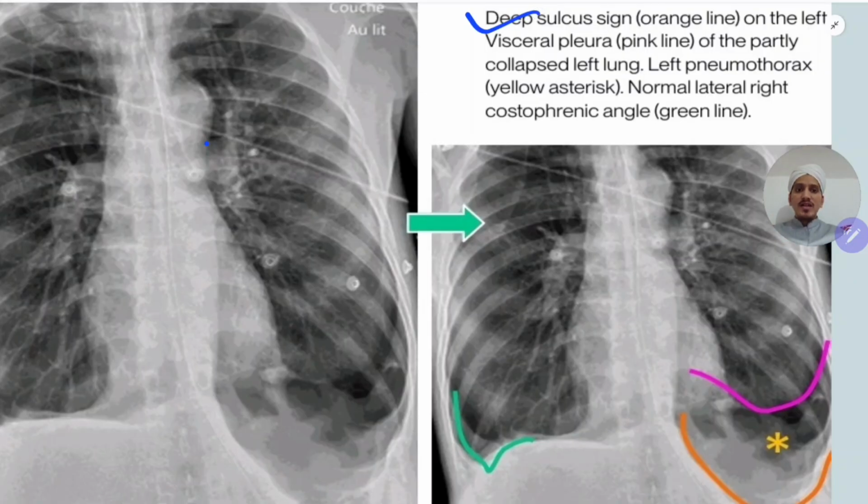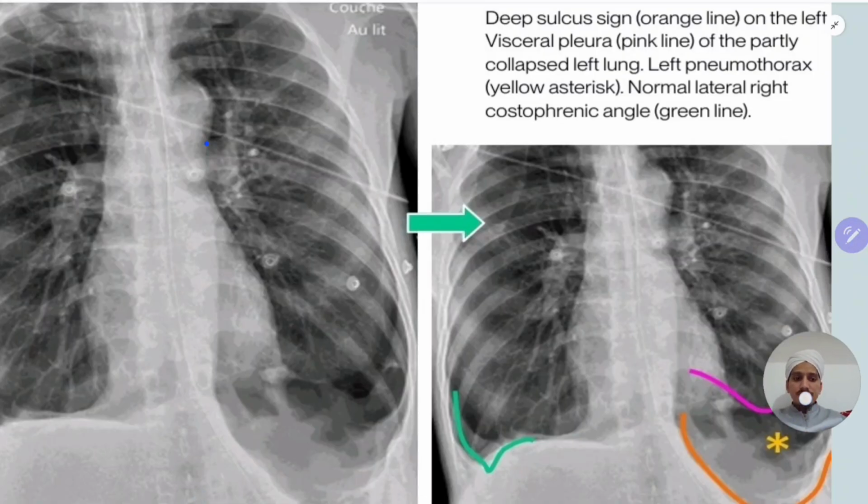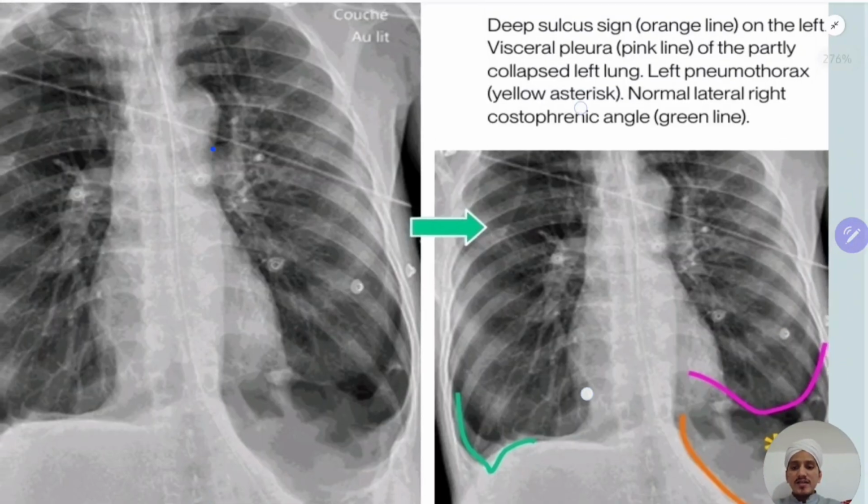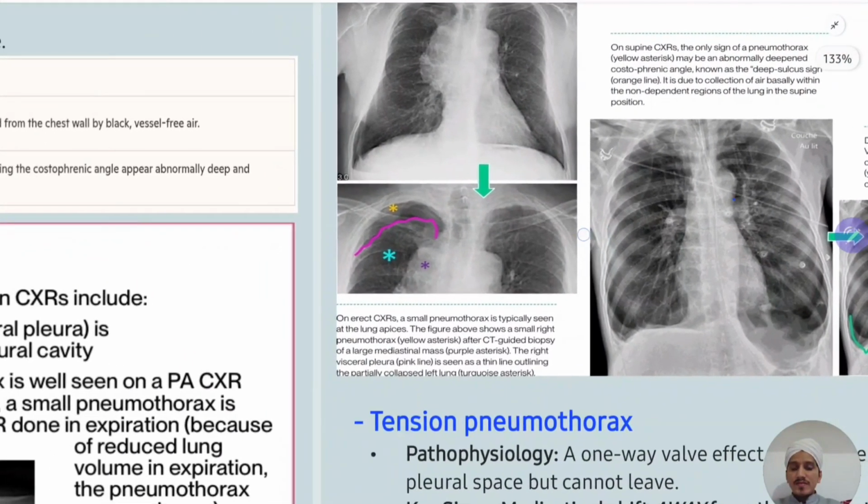The same thing here. Deep sulcus sign, orange line on the left visceral pleura of the partly collapsed left lung. Left pneumothorax, yellow asterisk. So this is the pneumothorax, increased lucency, and no bronchopulmonary markings. Normal lateral right costophrenic angle. So this is normal. Okay, see this pink line, this is the lung line. So that's about deep sulcus sign in pneumothorax.